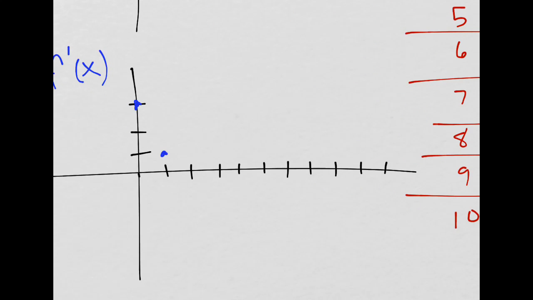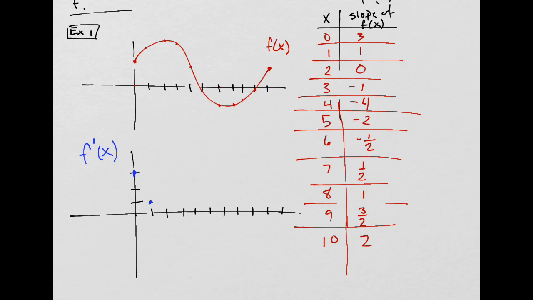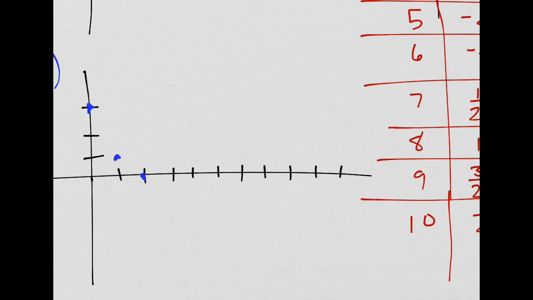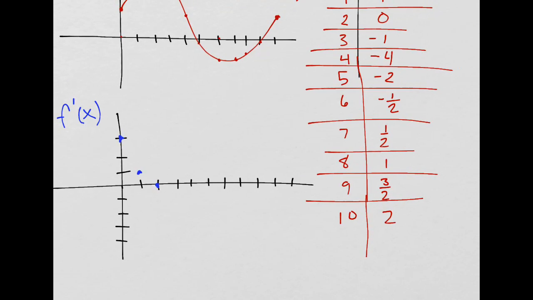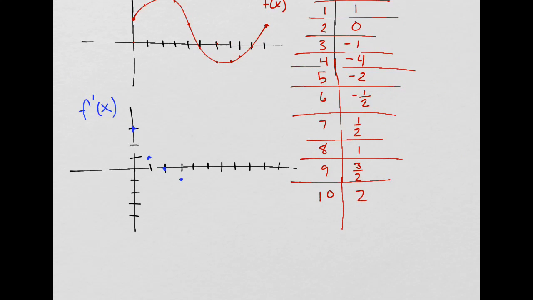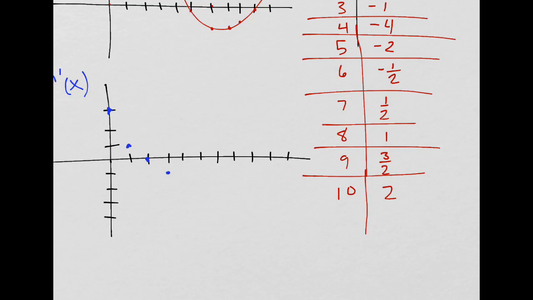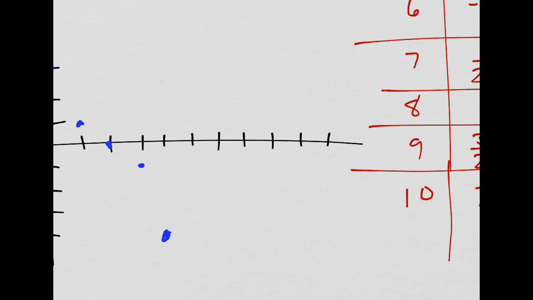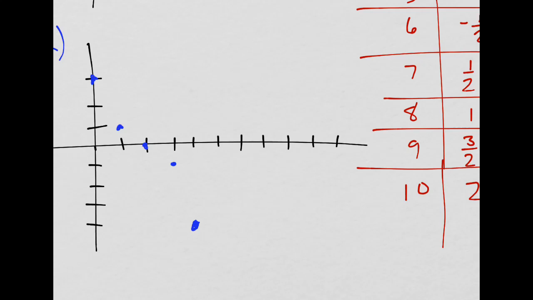What are you doing? I'm just plotting these things. 2, 0. 3, -1. Oh, I should put those on negative tick marks, huh? 3, -1, right? And then I just graph it. I'll just graph it. There we go. 4, -4. 5, -2. 5. 1, 2, 3, 4, 5, -2.